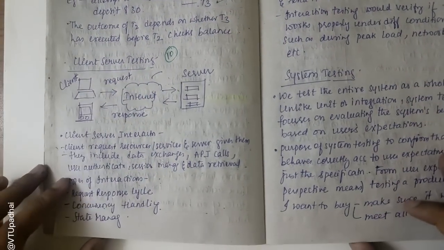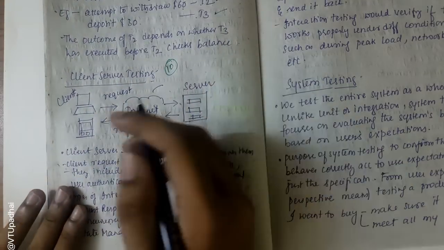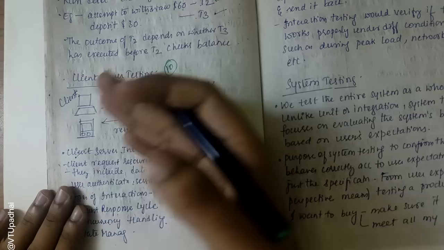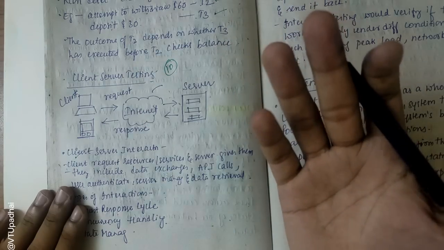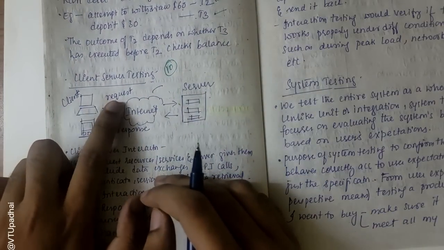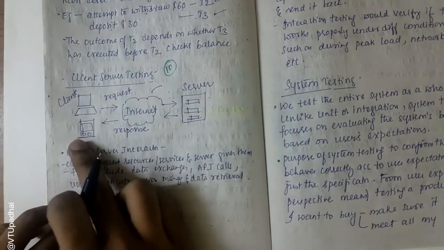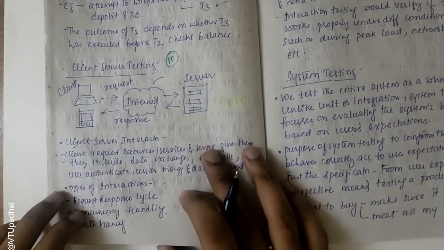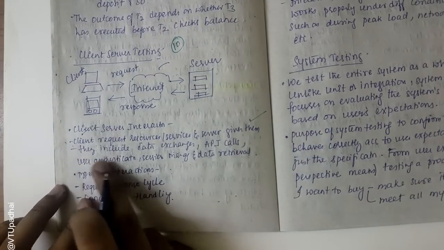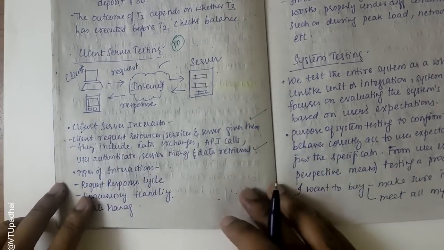So, understanding it here. We know what client is and what server is. The client requests a particular service or some data from the internet or from the website, and the server has to provide those details back to the client. So the client will request, and through the internet the server will fetch the data and give it back to the client through a response. So here, client server interaction: the client requests resources and the server gives them. They can include data exchanges, API calls, user authentication, session management, and data retrieval.